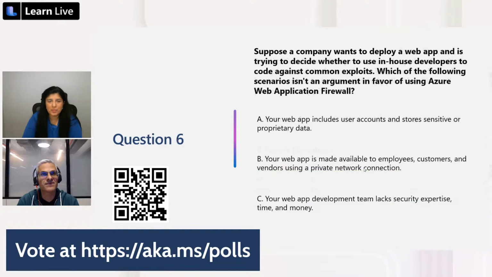Last question. Suppose a company wants to deploy a web app and is trying to decide whether to use in-house developers to code against common exploits. Which of the following scenarios isn't in favor of using WAF? So basically trying to understand under what scenario you may not want to have a WAF.